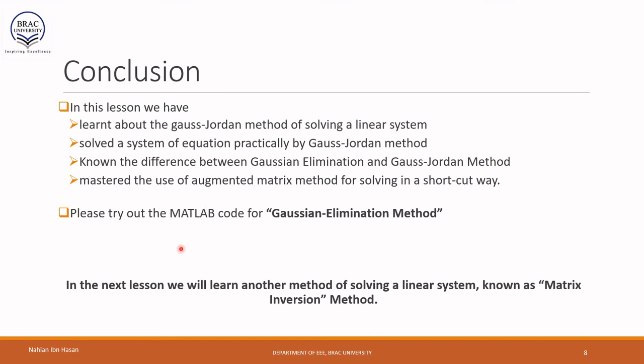Please try out the MATLAB code attached with this lesson, which implements the Gauss-Jordan method. Please go through the details of the code so that you can understand how the elimination of the off diagonal elements is completed. In the next lesson we are going to learn about another method used for solving a linear system, which is matrix inversion. And I guess you already know how to invert a matrix. So that's the main criterion of the matrix inversion method.